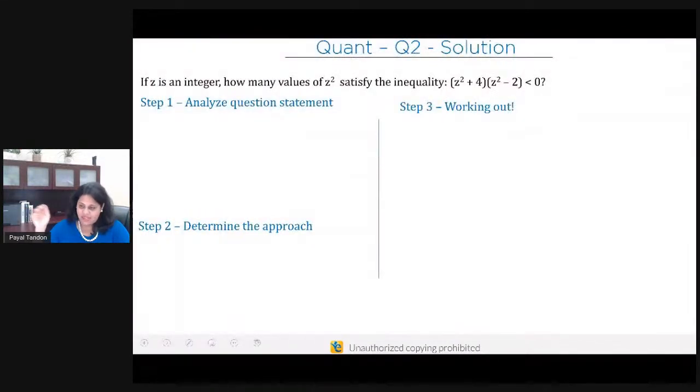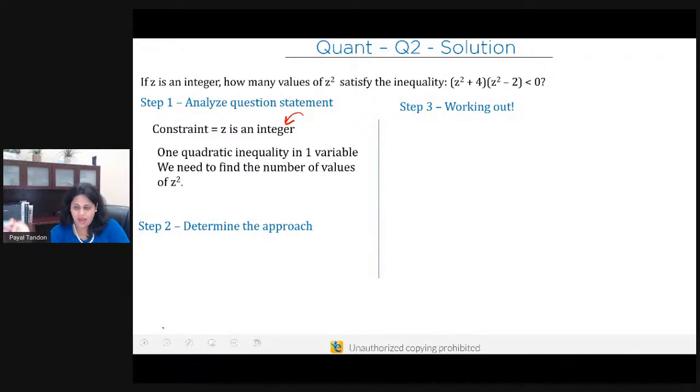Now let's solve the second question. Second question was, if z is an integer, how many values of z square satisfy this inequality? So again, analyze the question statement. Constraint is what? Z is an integer. What is given to me is one quadratic inequality in one variable, and we need to find the number of values of z square. Write down z square explicitly, and I need to find out the number of values of it.